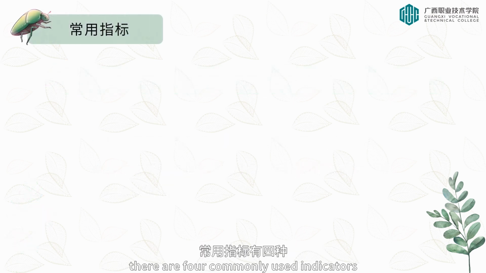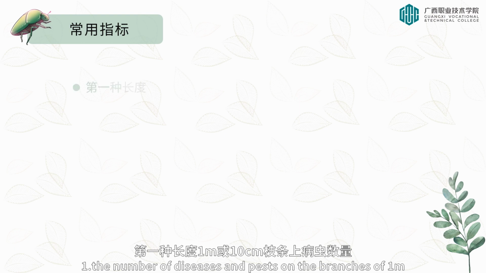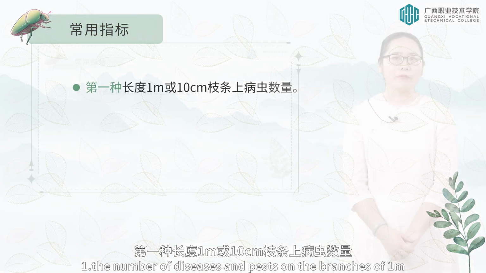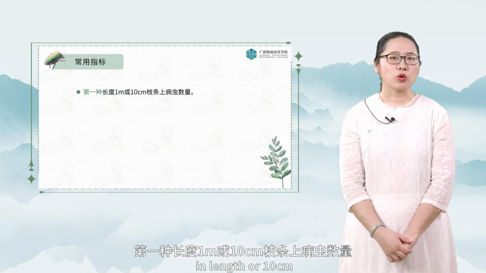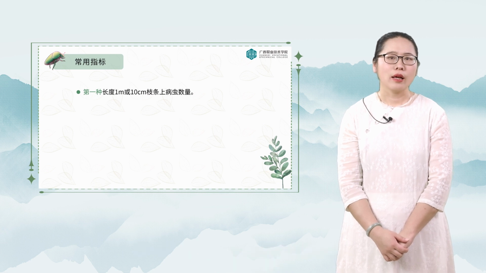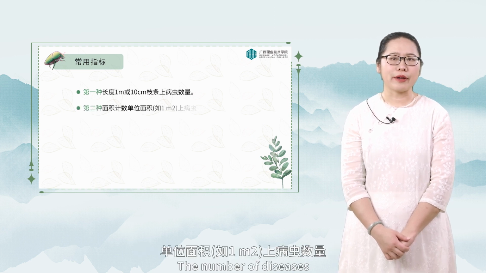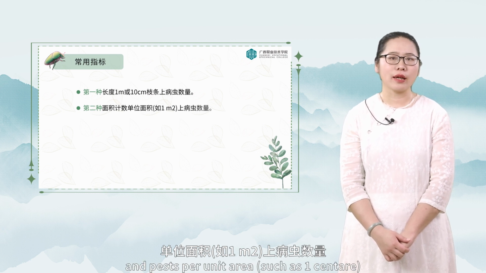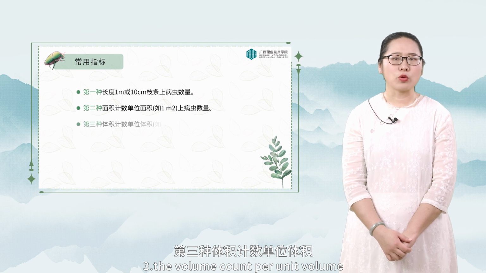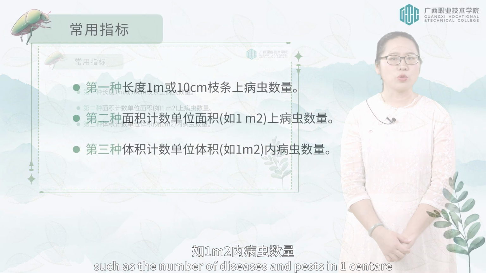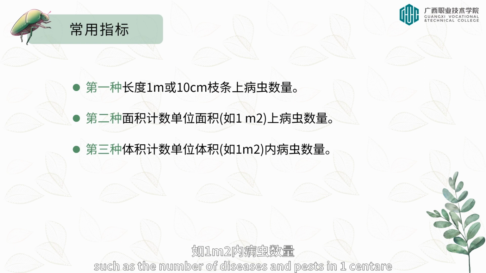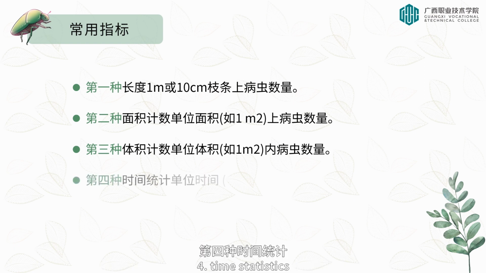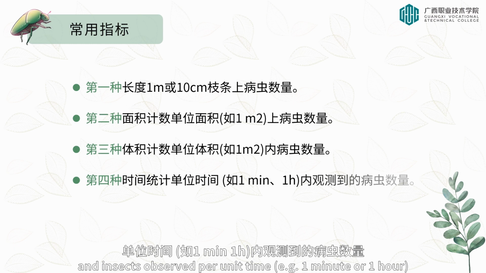There are 4 commonly used indicators. 1. The number of diseases and pests on the branches of 1 meter in length or 10 centimeters. 2. Area counting. The number of diseases and pests per unit area, such as 1 square meter. 3. Volume count, per unit volume, such as the number of diseases and pests in 1 cubic meter. 4. Time statistics, the number of diseases and insects observed per unit time, for example, 1 minute or 1 hour.